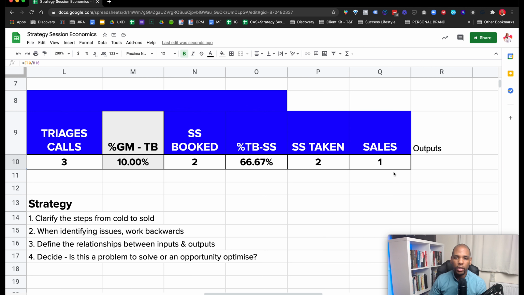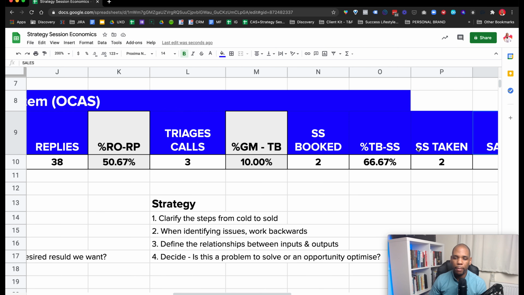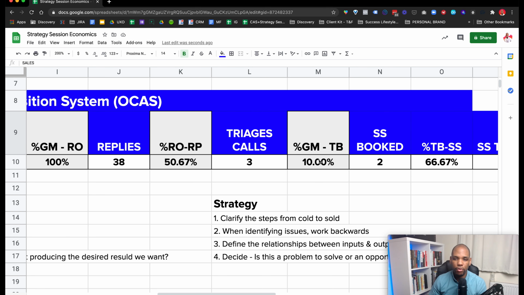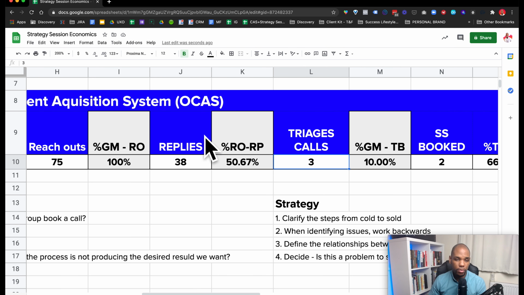Now, the key thing you want to look at is, if the goal is to make sales, your goal is to look backwards from sales all the way through, pay attention to the numbers and begin to see what could be broken. How could I improve this rate to be 20%? How can I make my triage calls 5 or 6 or 7? Could it be that the way I am replying to people needs improvement? Could my script need to be better?